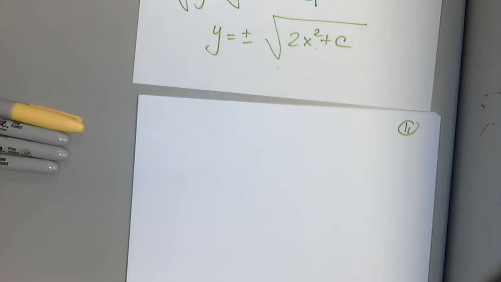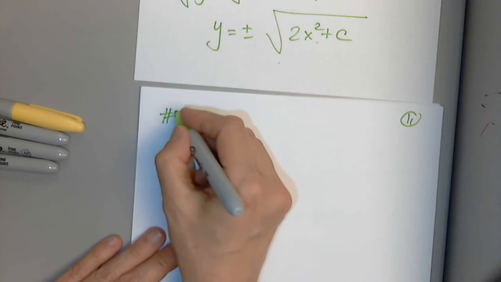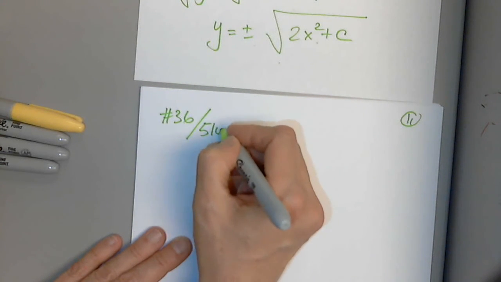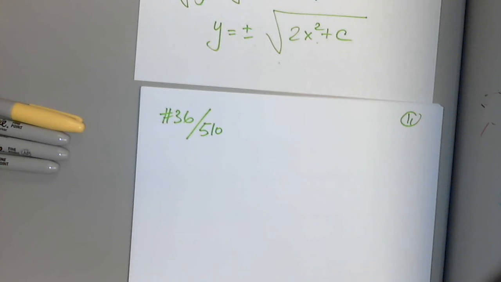Okay. Do I get to choose the next? Sure. 36, on the same page, 510. I know I have 3 minutes. It will be the last one.